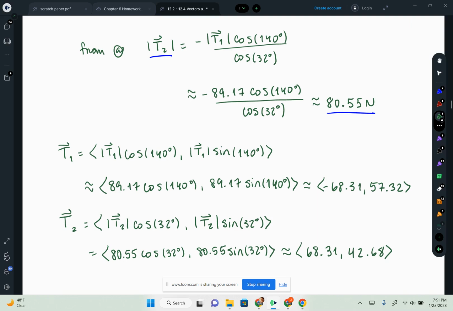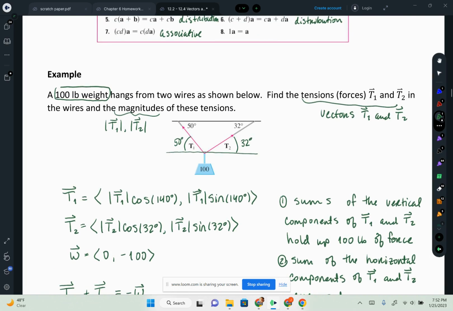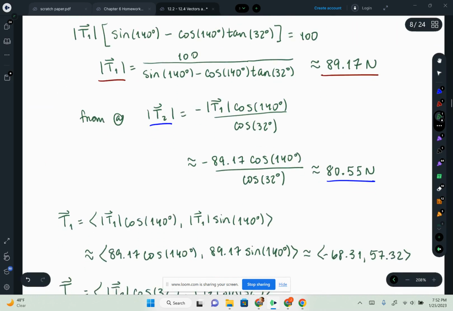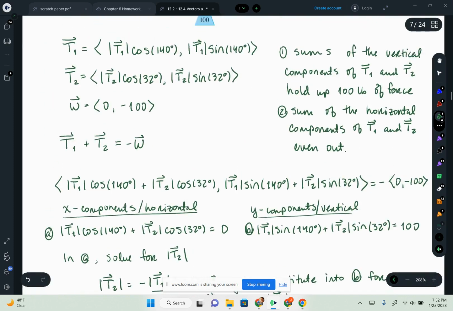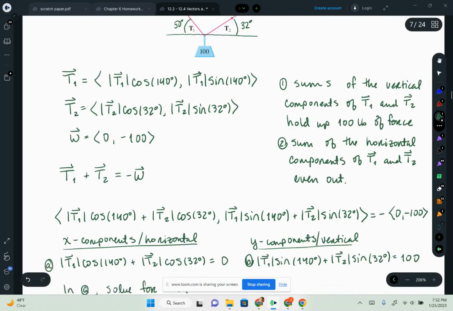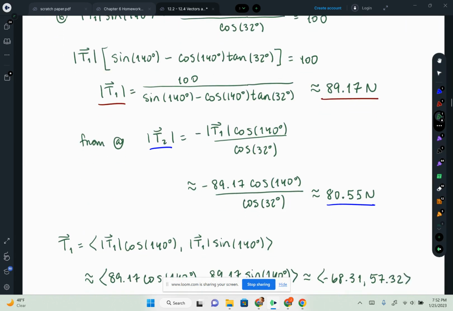Okay, so we've got approximations. They're not exact values because our angles were funky, but we have been able to come up with exactly what was asked all the way back here a page ago. Find the tensions. That was the last thing that we found, T1 and T2. We could not find T1 and T2 until we knew the magnitudes of each of those. And that was the other thing that was asked for, the magnitudes of these tensions. And so we found them in this second page. We found T1 at 89.17 newtons and T2 at 80.55 newtons. Those should balance out the 100-pound weight.